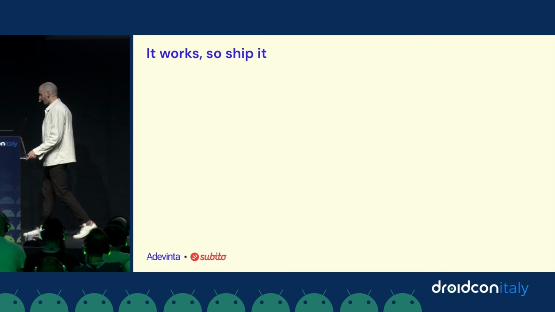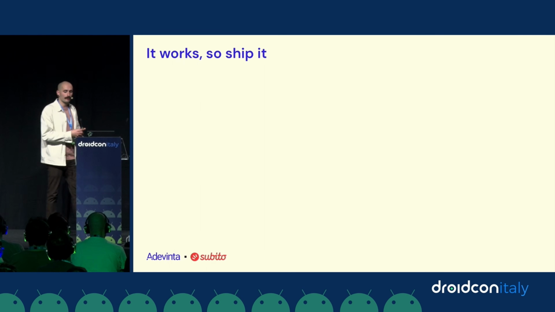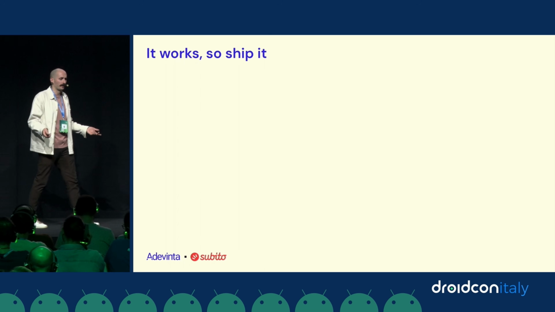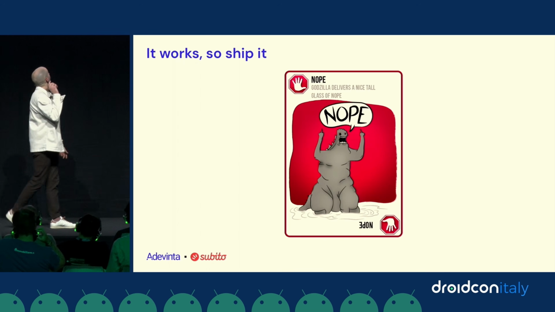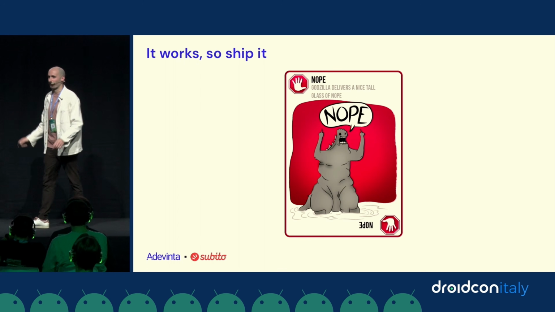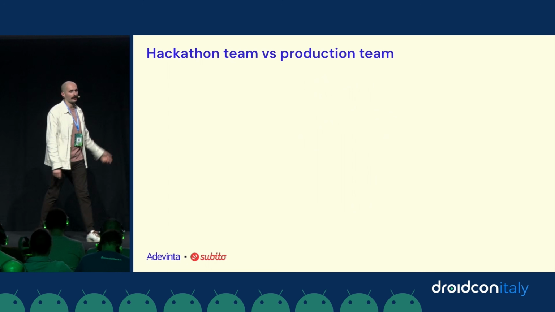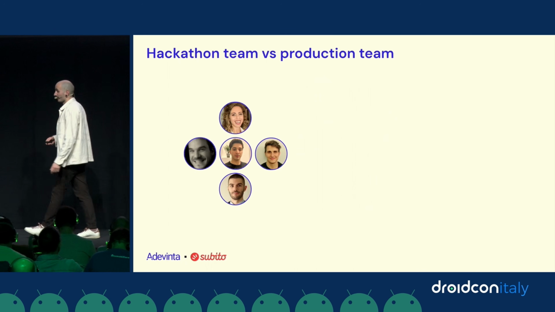How many times have you presented a demo, or a POC, and people said, oh, well, it works already, so let's ship it? Well, nope, it doesn't work like that. First, hackathon team versus production team. Those are really different. You can see it.